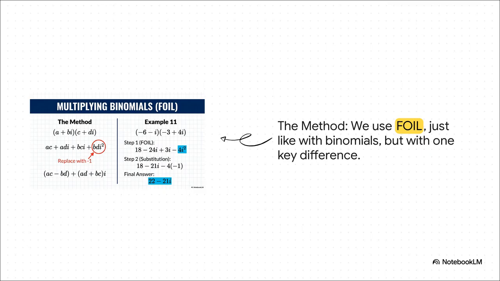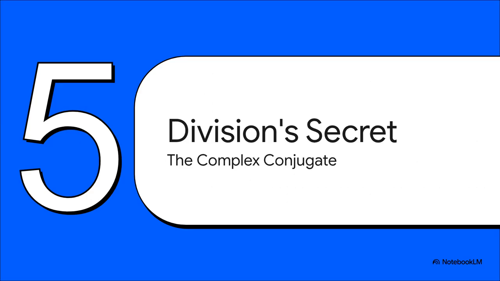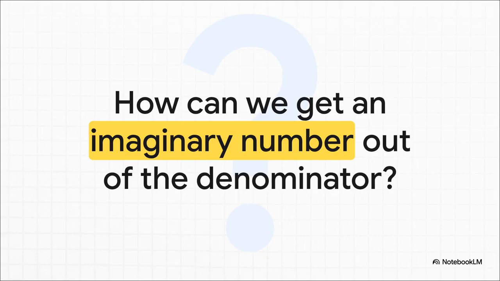And now it's time for the final boss of complex number operations, division. It definitely looks intimidating at first, but once you learn about its secret weapon, you'll see it's just a clear, step-by-step process. So here's the main issue we're trying to solve.